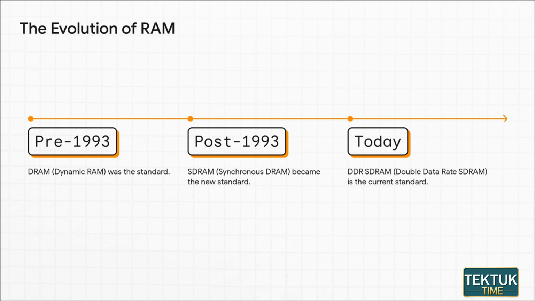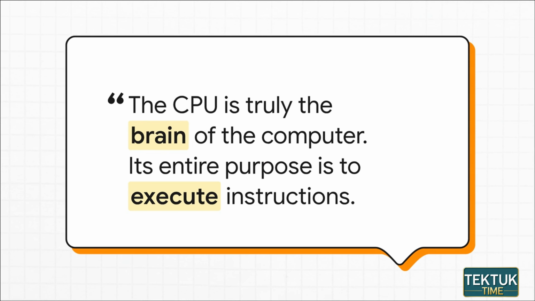Each new step basically allowed the CPU to get stuff from its workspace more quickly, which is what makes our computers feel so snappy and responsive. And that brings us to the star of the show, the Central Processing Unit, or CPU. Its job is actually super simple but incredibly profound. Its one entire purpose in life is to execute instructions. That's it. Without the CPU, absolutely nothing happens.